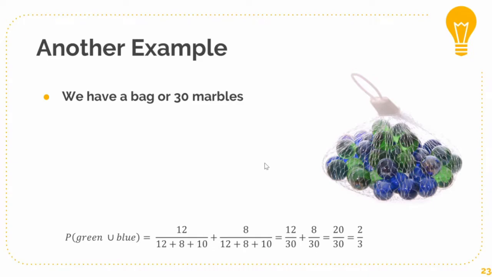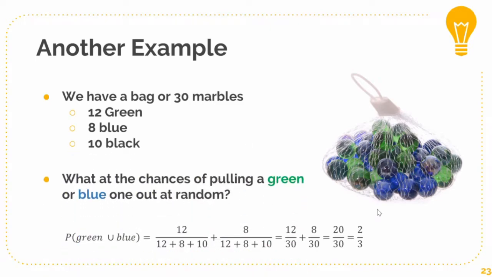So here's another example. Again with our bag of marbles. So we have 30 marbles, 12 green, 8 blue, 10 black. What are the chances of pulling a green or blue marble out of the bag at random? So that's probability of green or blue. So we have 12 over 30 plus 8 over 30, because we have 12 green and 8 blue. So that gives us 20 over 30, which is 2/3. So there's a 2 in 3 chance of us getting either a green or blue marble out.